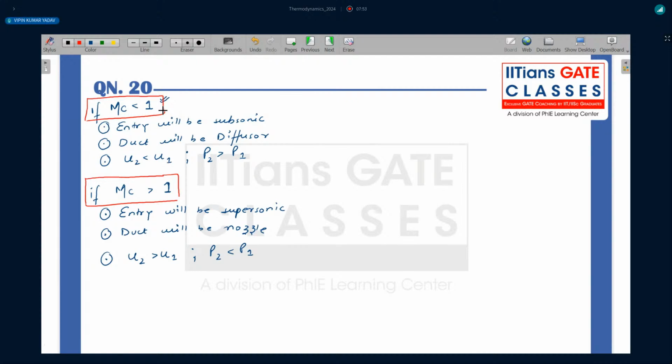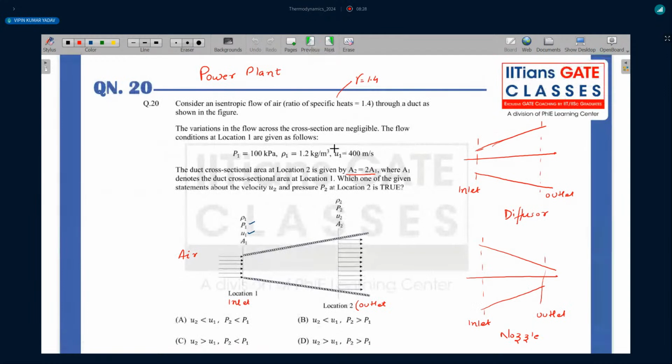Okay. So let us try to determine the Mach number. Mach number is given by velocity, so we are talking about the inlet condition. At the inlet, the velocity is U1 divided by the square root of gamma R T1, where T1 is the inlet temperature. Now what is the velocity? The inlet velocity is 400 meter per second.